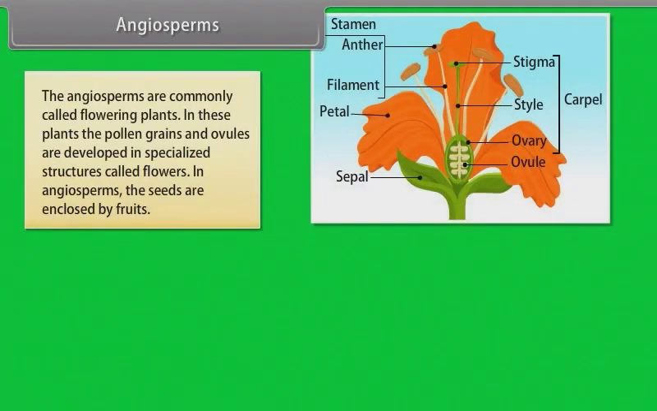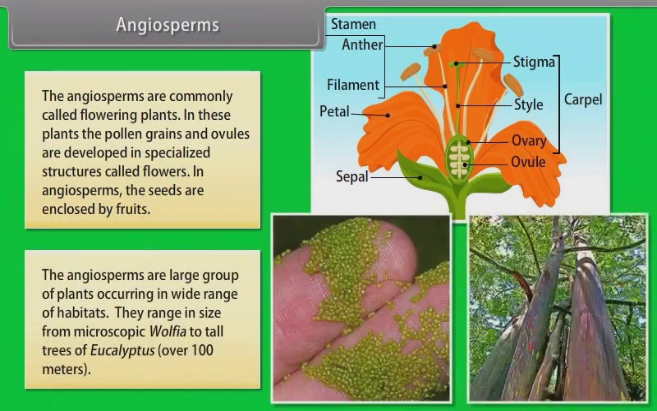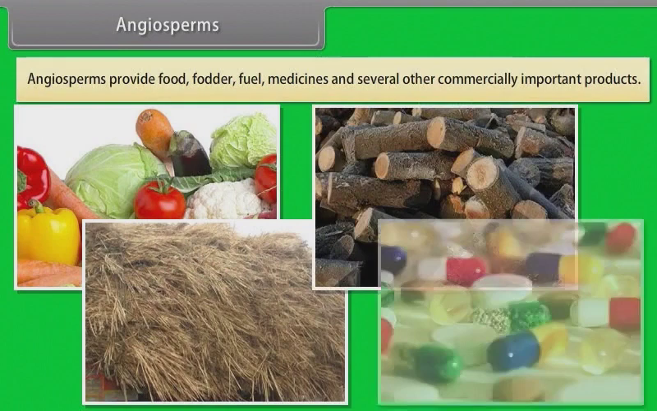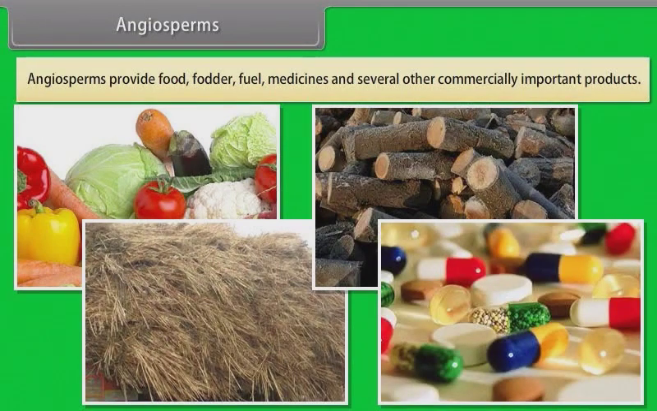The angiosperms are commonly called flowering plants. In these plants, the pollen grains and ovules are developed in specialized structures called flowers. In angiosperms, the seeds are enclosed by fruits. The angiosperms are a large group of plants occurring in a wide range of habitats. They range in size from microscopic Wolffia to tall trees of Eucalyptus over 100 meters. Angiosperms provide food, fodder, fuel, medicines and several other commercially important products.